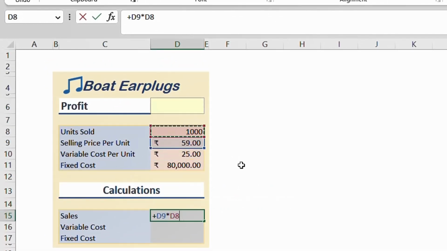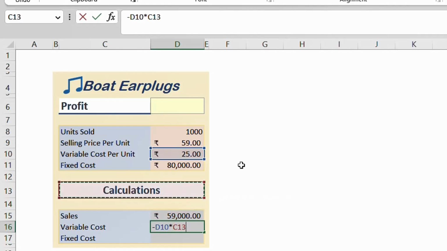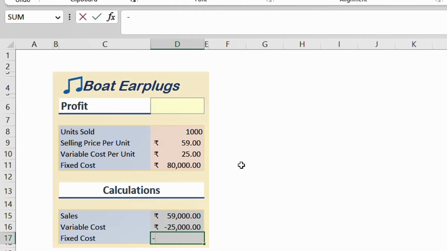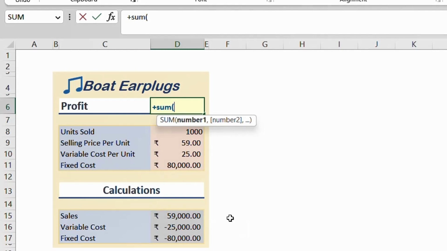If quantity sold is 1000, sales will be 59,000. Then our variable cost will be, I'm putting minus because I want to subtract this. Fixed cost will always be the same, 80,000. And now I want profit, so I'll take the sum of all this. Okay, now I have all the data. These are the first basic steps which the interviewer will also check, that you know basic things in Excel.